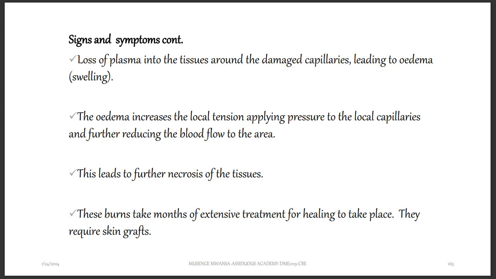So edema increases the local tension, applying pressure to the local capillaries and further reducing the blood flow to the area. This is what is happening. Look at this. Edema is where you are getting swelling. So that swelling is actually increasing tension, all right? And that tension is applying pressure on the capillaries. The capillaries are getting more compressed.